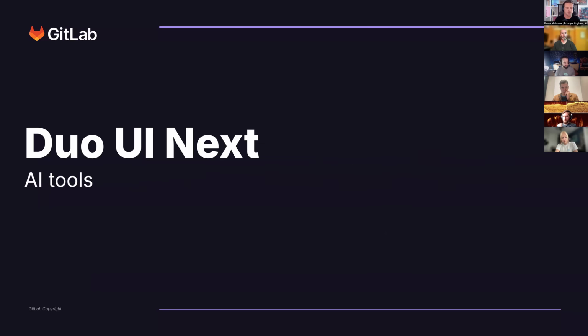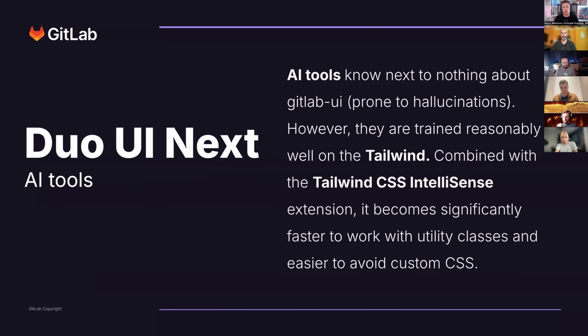Now let's talk about the AI tools. AI tools know next to nothing about GitLab UI. So it's prone to hallucinations.